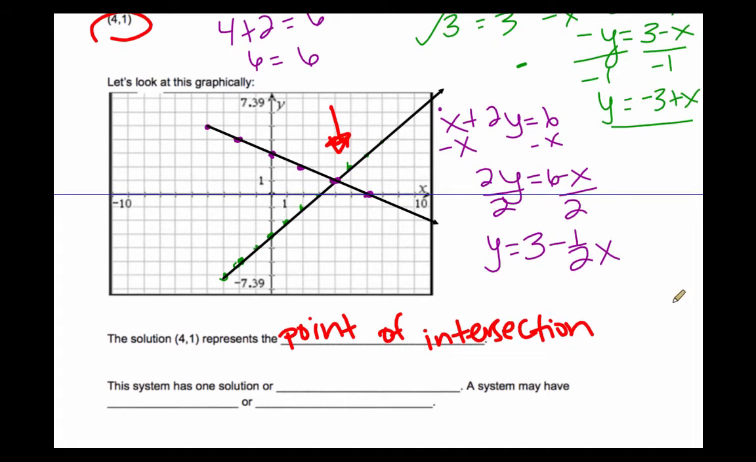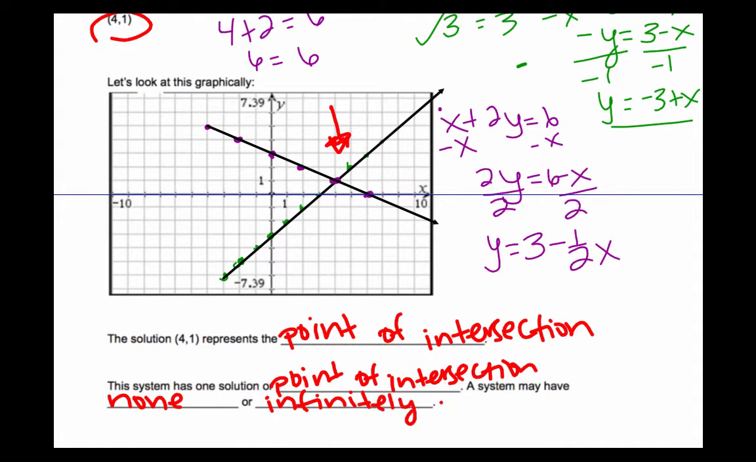All right. So this system has one solution or point of intersection. A system may have none or infinitely many. Okay, and we're going to take a look at what that would look like. So when you have two equations that cross, that intersect somewhere, the point of intersection is the solution. There can only be one solution in this scenario. Only one solution.